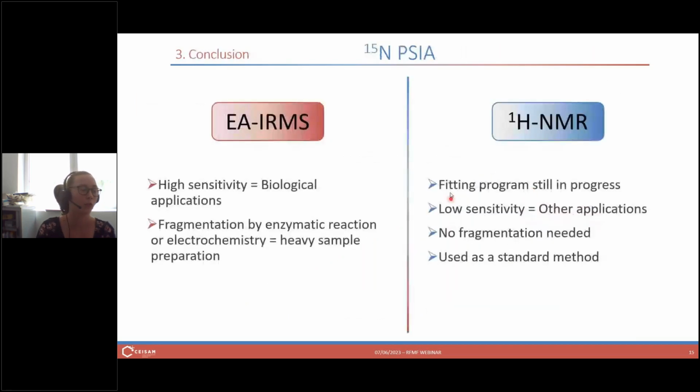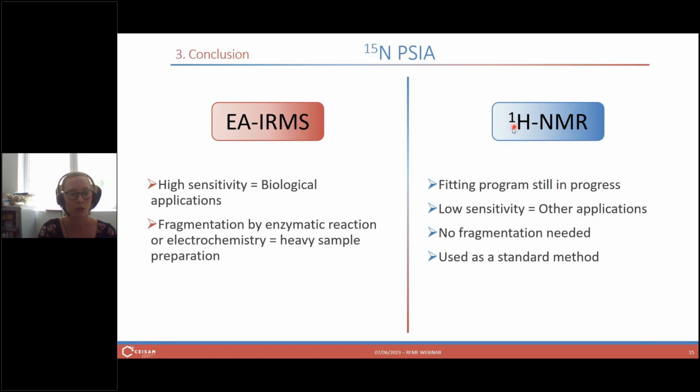So to conclude, we want to perform nitrogen 15 position-specific isotope analysis thanks to two different methods. The first one by using elemental analyzer coupled to isotope ratio mass spectrometer. This is a really sensitive method, so we can apply this method to biological samples, but it requires a heavy sample preparation because of the fragmentation.